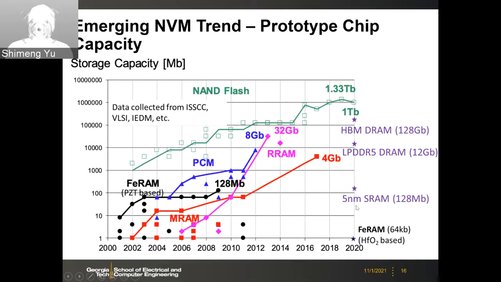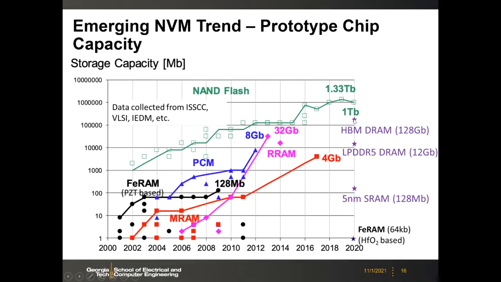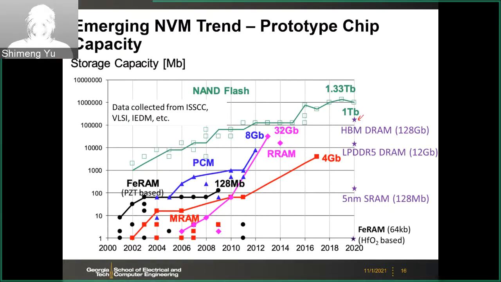5 nanometer is the latest technology available today, and you can have 128 megabits of cache on chip, so it's not bad actually for SRAM in terms of capacity. And for the DRAM, like HBM, we discussed you have multiple dies, and if you stack them by the TSV, you can get 128 gigabit per stack. So the DRAM is also good in terms of the capacity if you do the 3D stacking.